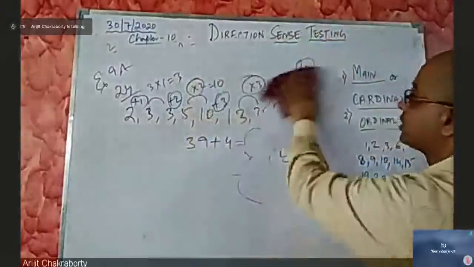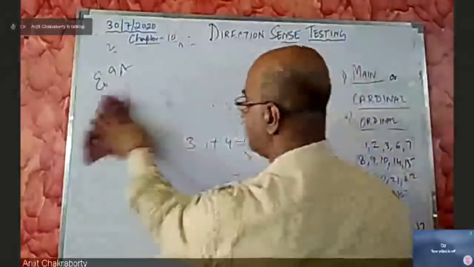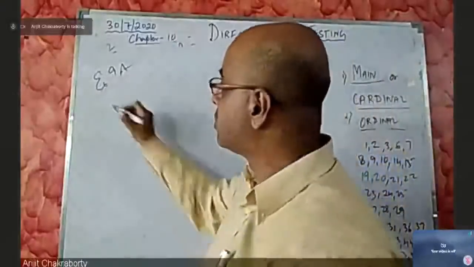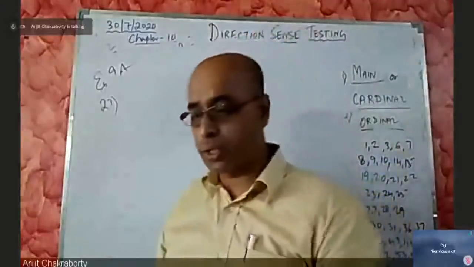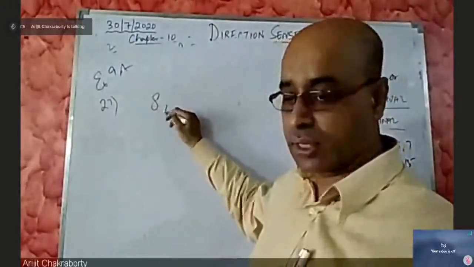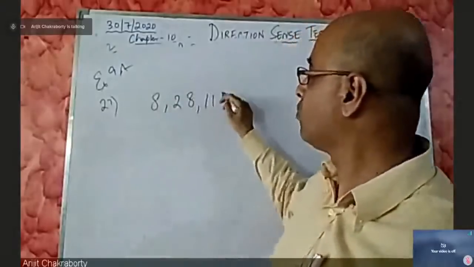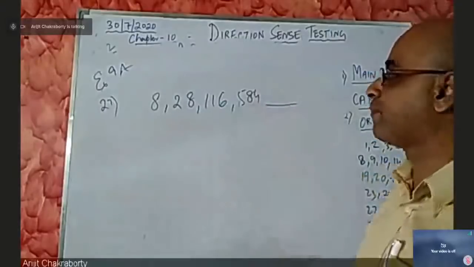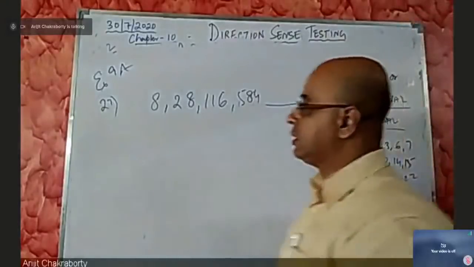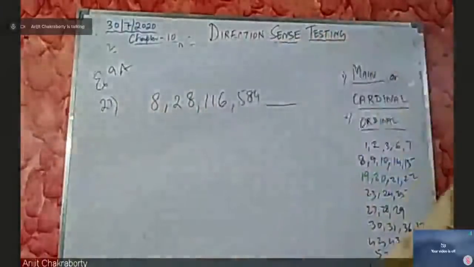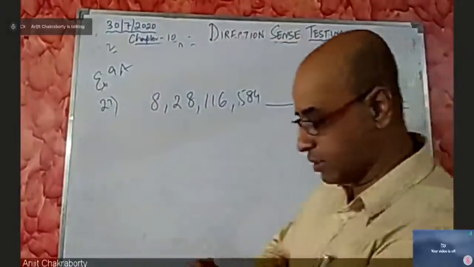Okay, so we'll take number 27. Exercise 9A, number 27, Neetu Ashok Vishwakarma has a request. The series is like this: 8, 28, 116 and 584, and then there is a gap. Please see this. Let's see how many seconds we take to crack it.